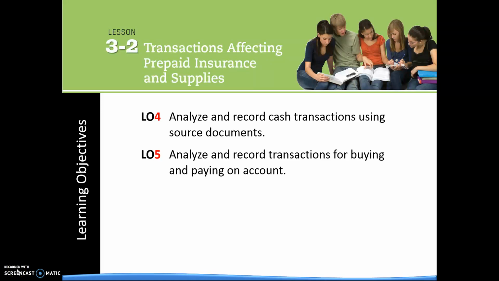Hello, Accounting 1 kiddos, and welcome to our second lesson in Chapter 3, where we're going to talk about some transactions that affect both prepaid insurance and then also supplies.